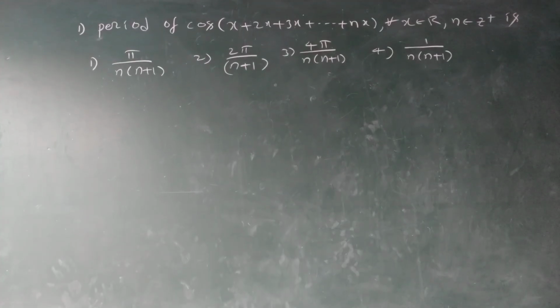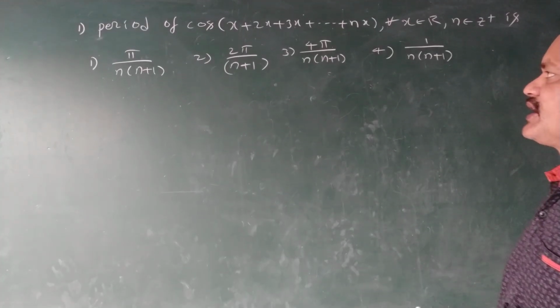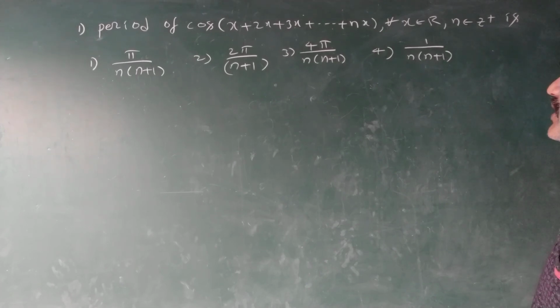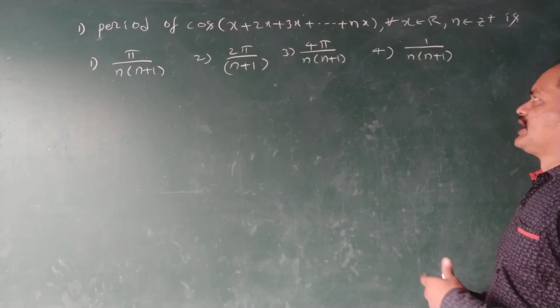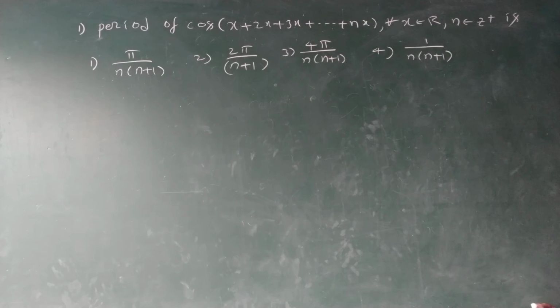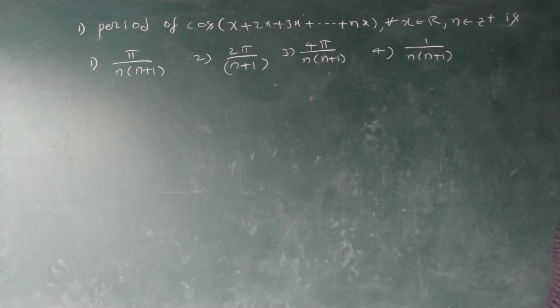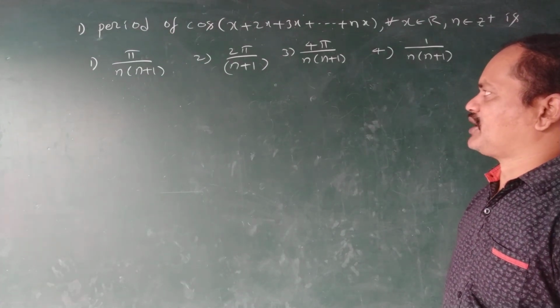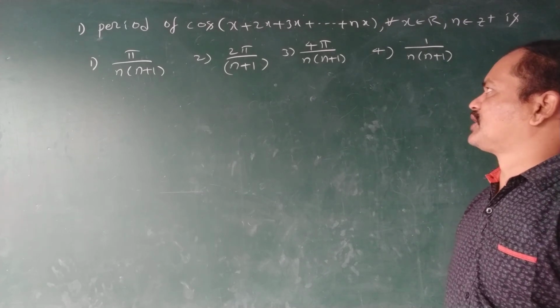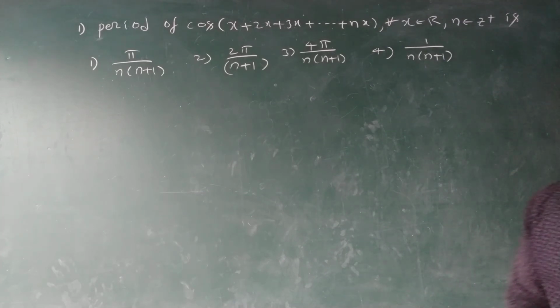Now observe the question: the period of cos x + 2x + 3x + so on + nx, for all x belongs to R and n belongs to Z+, is. First option 5π/n(n+1), second option 2π/n · 2π/(n+1), third option 4π/n(n+1), and fourth option 1/(n+1).